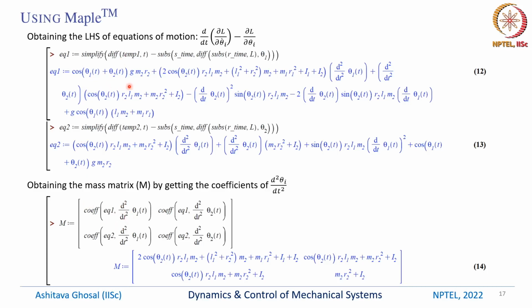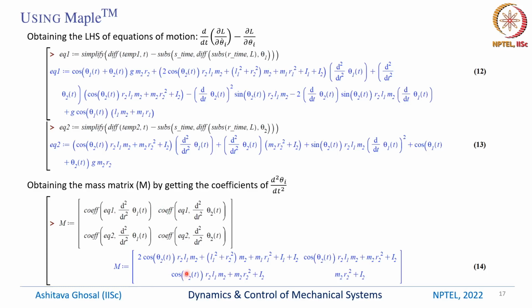If you type this, it will search and collect all the coefficients which are multiplying theta 1 double dot. Similarly, this is the coefficient of theta 2 double dot in equation 1. And this mass matrix element is the coefficient of theta 1 double dot in equation 2, which is this. And this is the M22 element, which is the coefficient of theta 2 double dot in equation 2. Straightforward, right? Then you type this, and Maple will give you this.